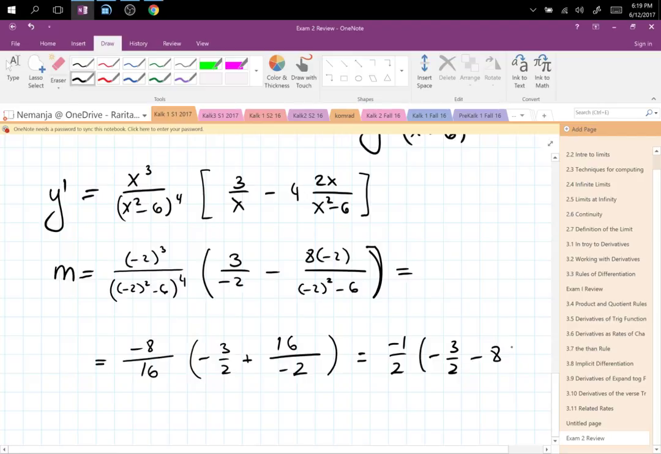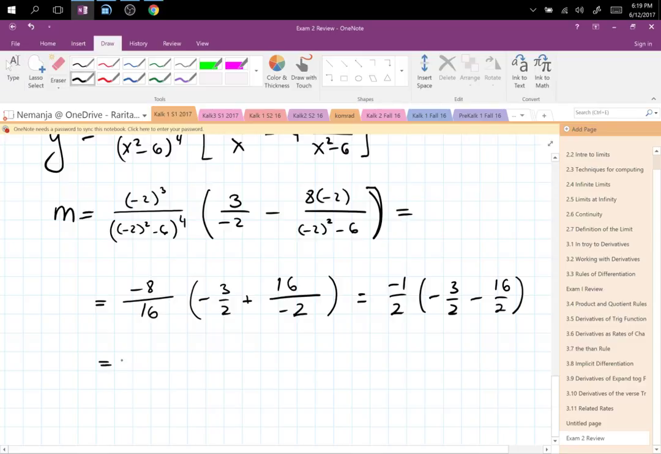Oh no, that was already common denominator. I don't want to write -8. Minus 16 over 2. That gives me -1/2, and then in parentheses -19 over 2 for the total of 19 over 4. So m is 19 over 4.